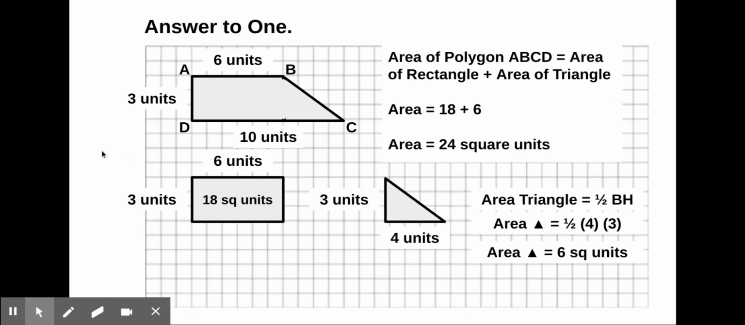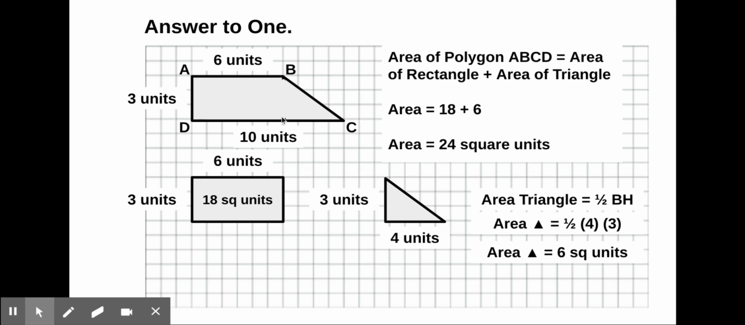Now, when I look at this next slide here, and I look at our shape, our polygon ABCD, I see a trapezoid. But I'll be honest with you, I cannot remember the formula for the area of a trapezoid off the top of my head. And so when I see one, if I can solve it by breaking it into a rectangle and a triangle, then that's what I do. Well, I see my rectangle there. 3 times 6, 18 square units. So that's my rectangle, which is right off of here.